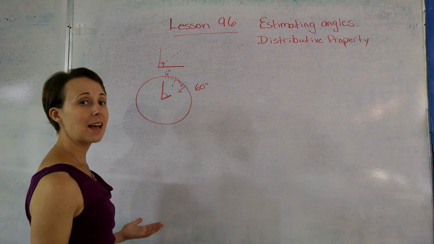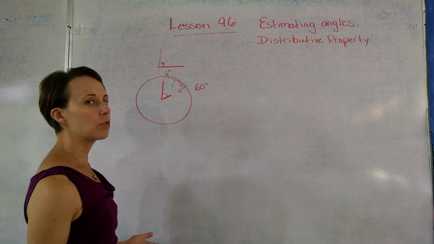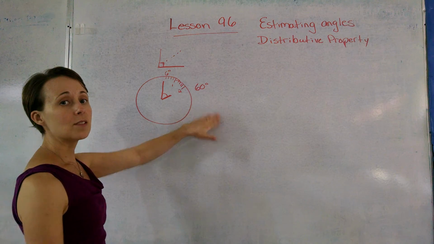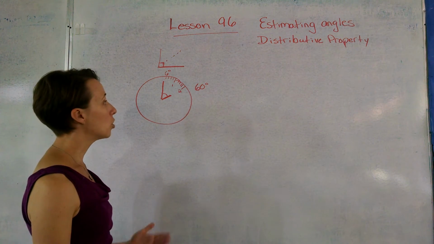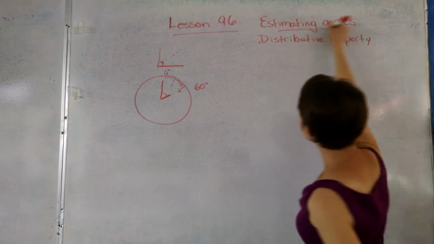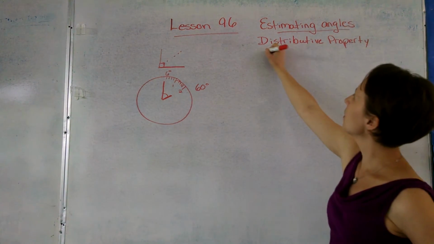You can of course estimate, and then you probably should go get a protractor and measure to see how you did. But these are 2 ways that you can use to estimate an angle. It will help you to know if your work is correct. All right, so that's estimating angles. On to the distributive property.